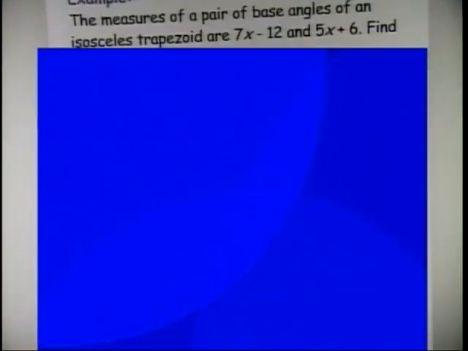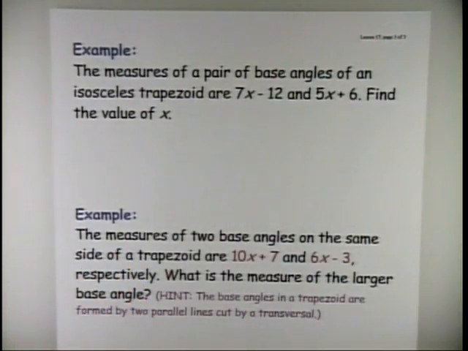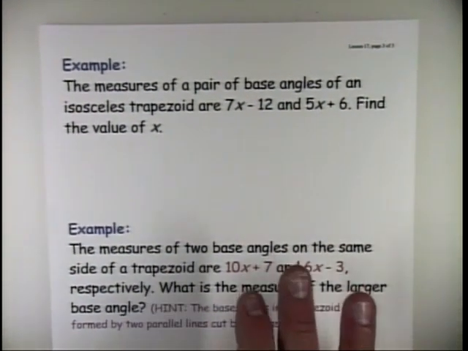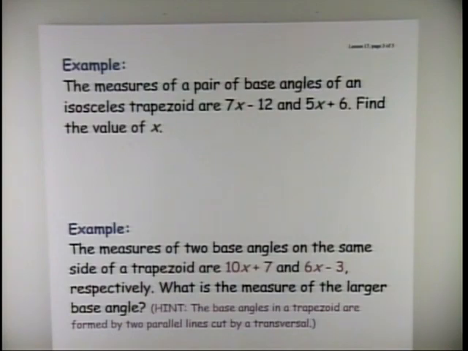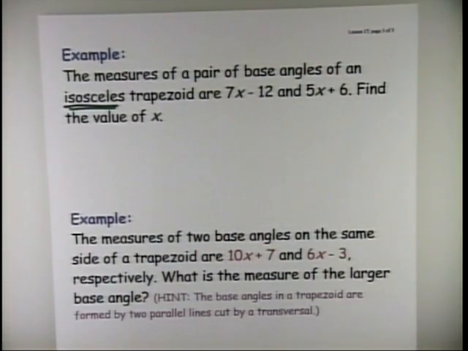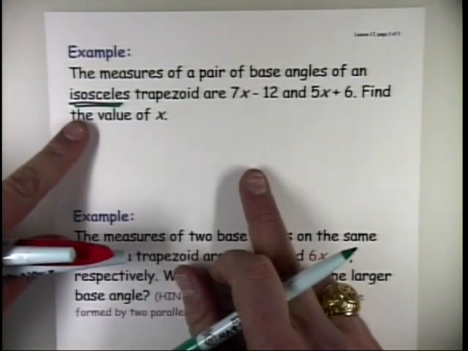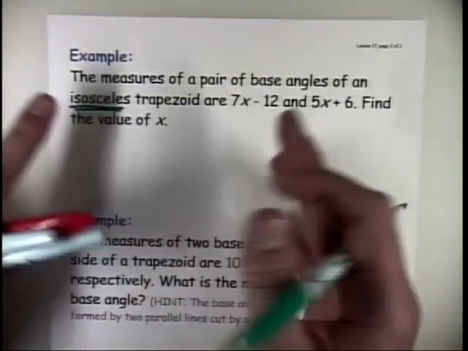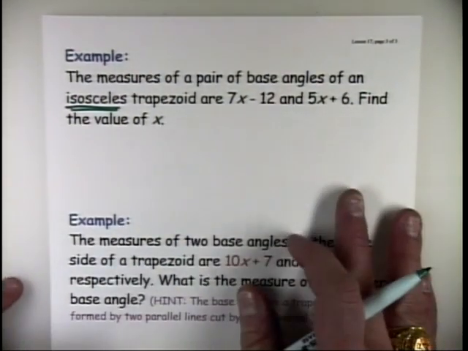And of course, what is an example if it doesn't have a little bit of algebra in it, and this one does? All right, let's read carefully. The measures of a pair of base angles in an isosceles trapezoid, that little word right there is very important, are 7x minus 12 and 5x plus 6. We want to find the value of x. Well, where's our trapezoid? It's not given. So if it's not given, what do we do?